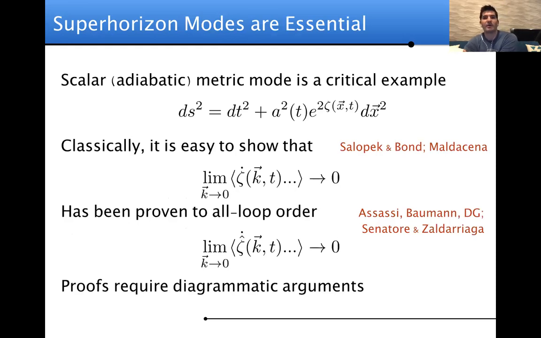A simple example is the conservation of the adiabatic mode zeta. This has long been known to be conserved on superhorizon scales classically. More recently, it's been proven to all loop orders, so that as some kind of operator statement, we know that the correlation functions freeze when all the modes are superhorizon. But even in these cases where we think we understand the answer and can derive it, these proofs involve complicated diagrammatic arguments. It doesn't capture this apparent simplicity of the statement and ultimately gets tied into these technical problems.